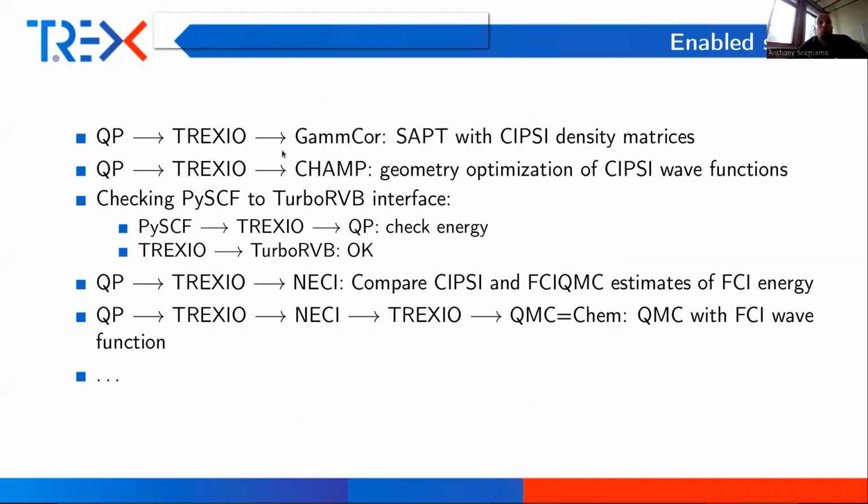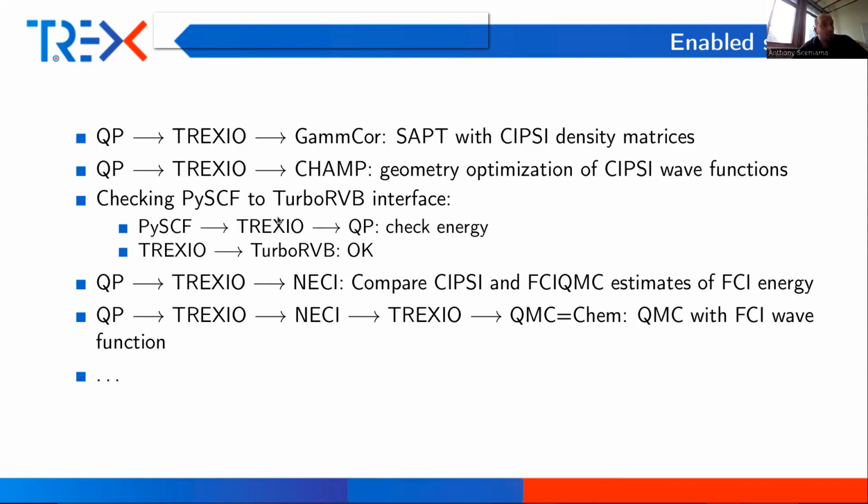And so what new science can we do? Now we have TREXIO, so we can make Quantum Package communicate with CAMCoRe through TREXIO. So we can do SAPT with CIPSI density matrices. We can also have Quantum Package communicate with CHAMP in a more general way, because at the beginning there was only an interface, but now we can communicate with CHAMP, and we can also communicate with TurboRVB.